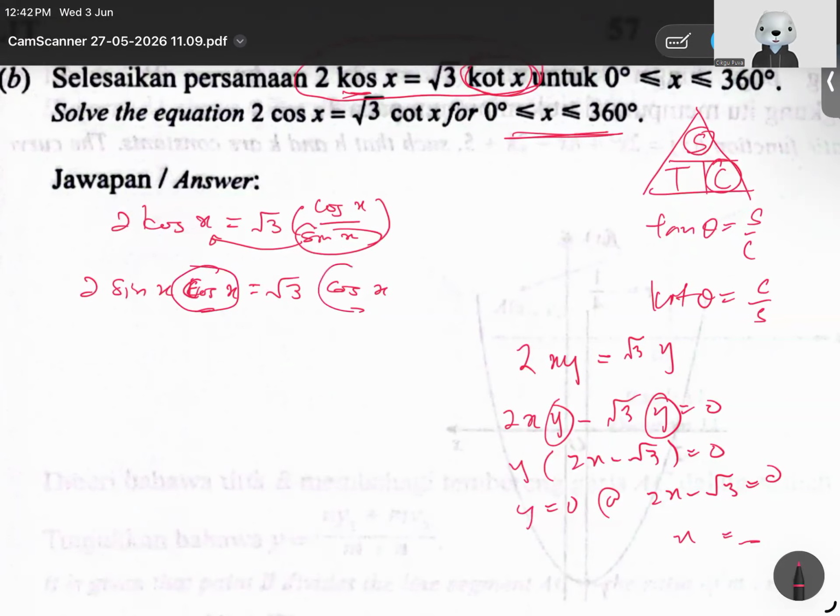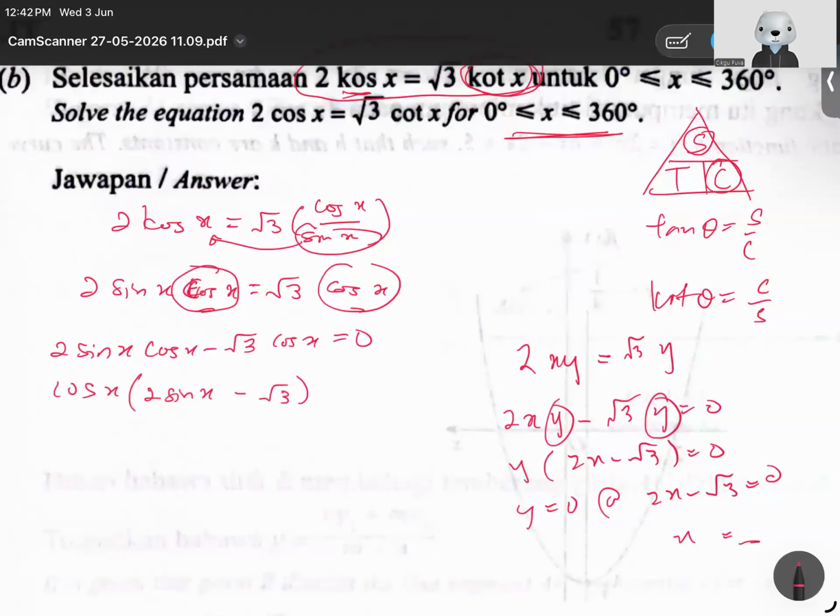Because I can see cos x here and cos x here, 2 sin x cos x minus 3 cos x equals 0. Next, I'll factorize the cos x, so cos x times 2 sin x minus 3 equals 0. That's what you will get. So next, cos x equals 0 or 2 sin x minus 3 equals 0. How do you solve? The cos x is 0.